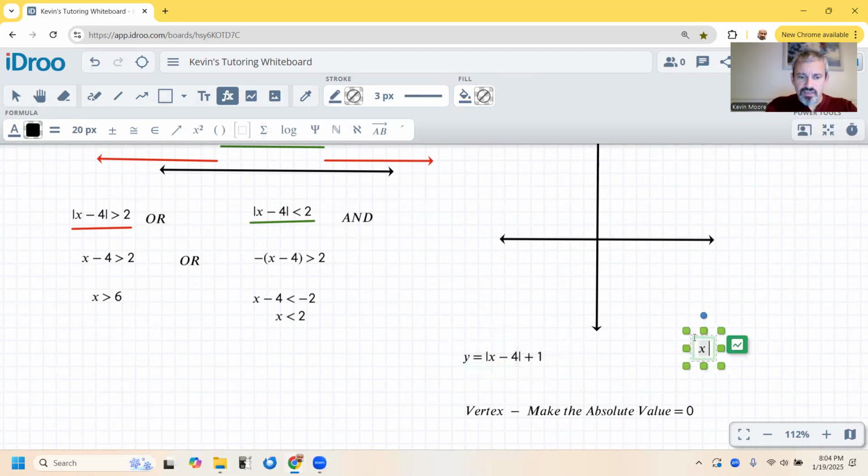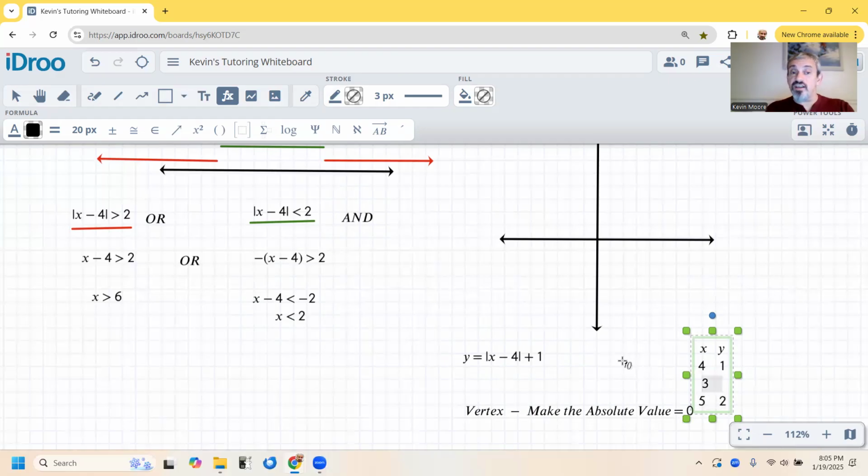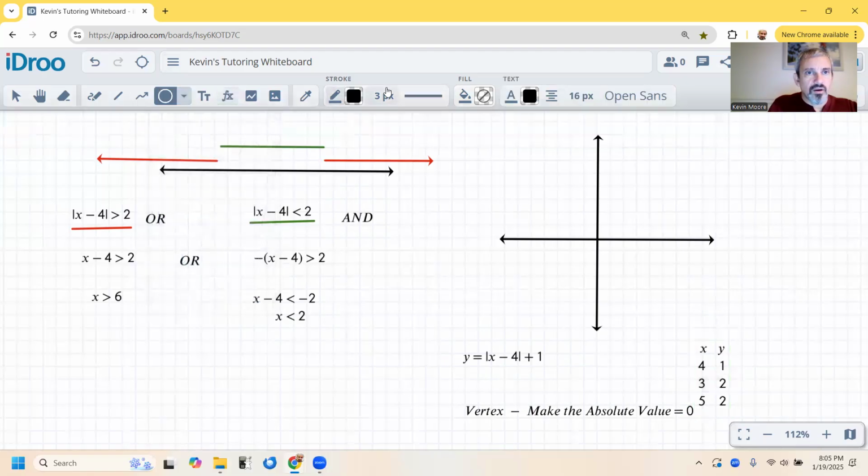I can make a table of x and y. If x equals 4, y equals 1. And then go just one to the left and one to the right of that. If I plug in 5, 5 minus 4 is 1. We get 2. If I plug in 3, 3 minus 4 is negative 1, but the absolute value is 1. 1 plus 1 is still 2. So I can plot a point here at 4, 1. 1, 2, 3, 4, 1 right here.